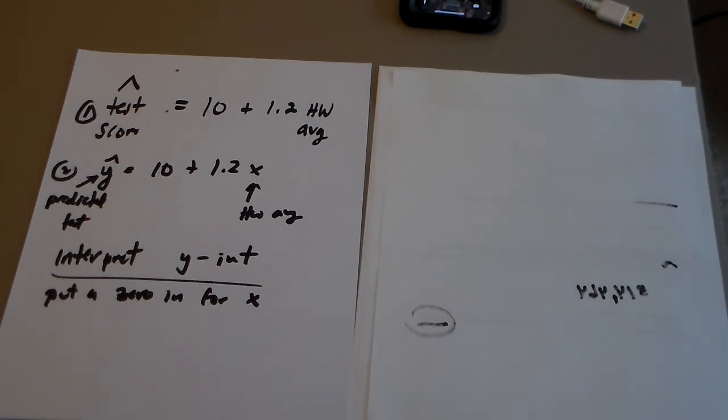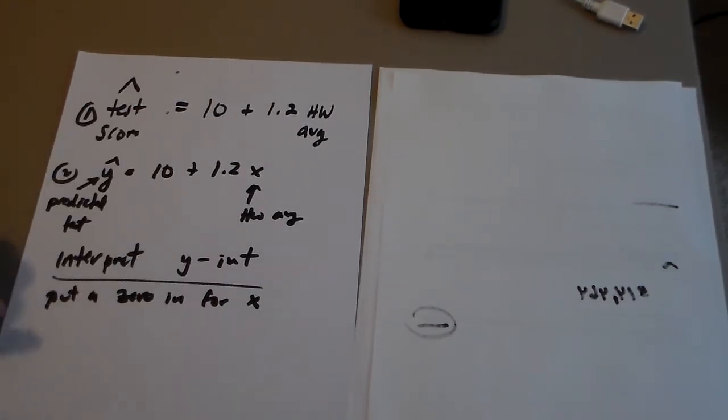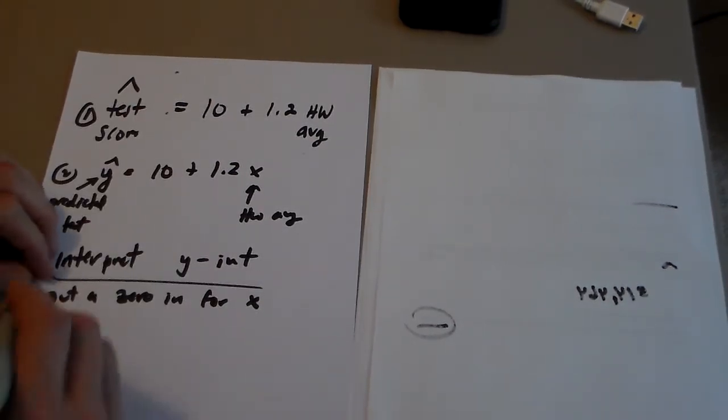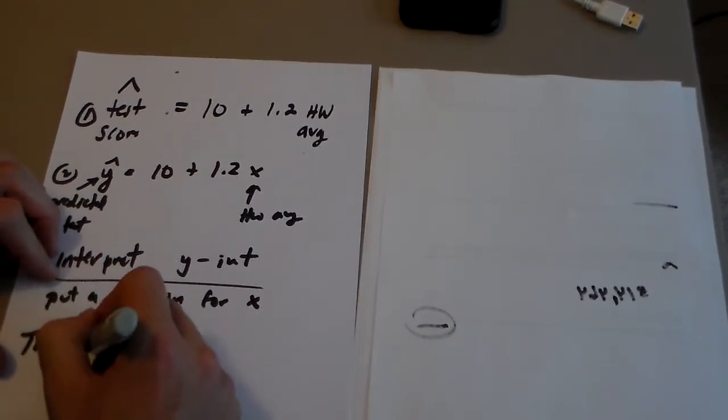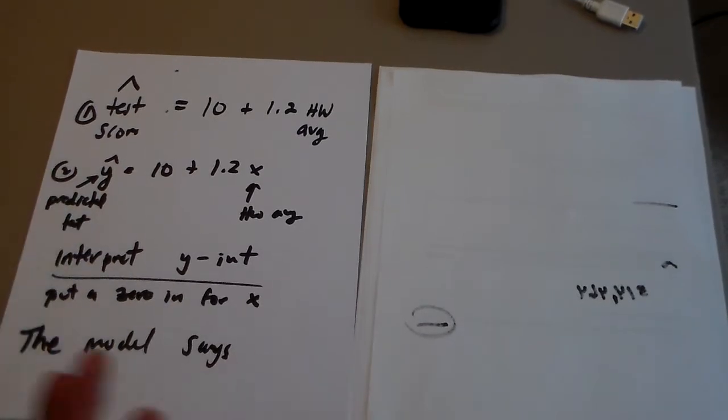So you would say something like this. If I'm going to interpret the y-intercept, okay? I'm going to say the model says, I gotta get a thinner marker because this is nuts. I'm going through paper like crazy here.